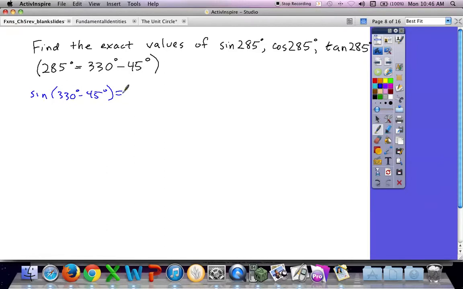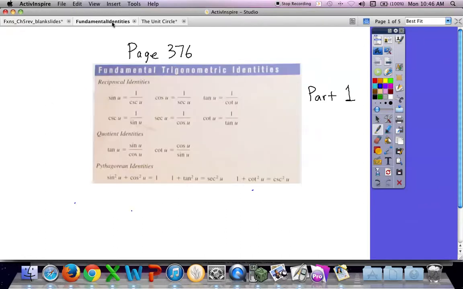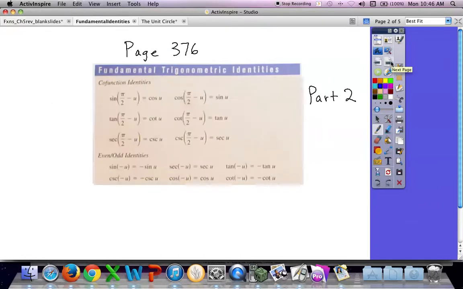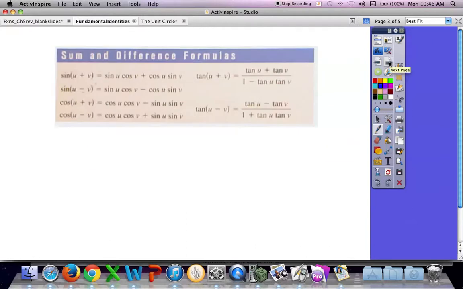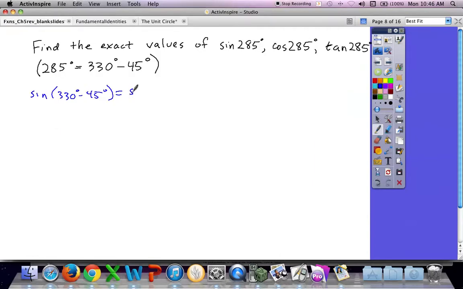Well, how do you do that? Remember sum and difference formulas, right? So we want to find the sine of a difference. So sine of u minus v is sine u cosine v minus cosine u sine v. You can have these right in front of you. You just have to know to look at them. So this one will be sine 330 cosine 45 minus cosine 330 sine 45.